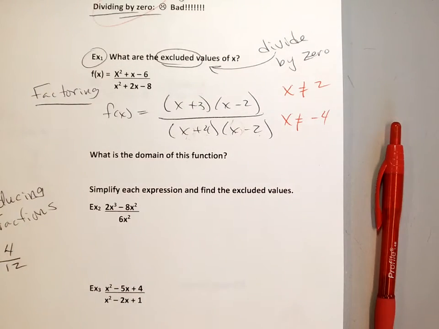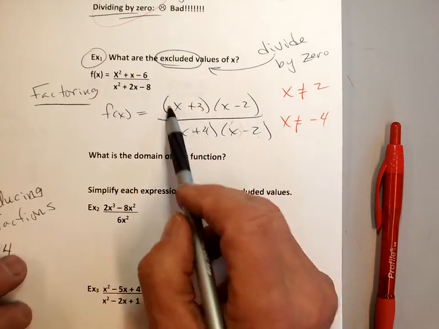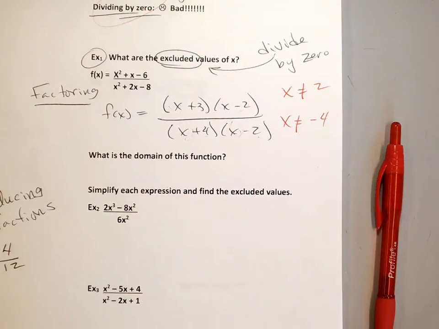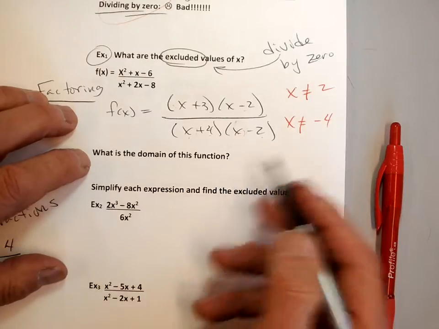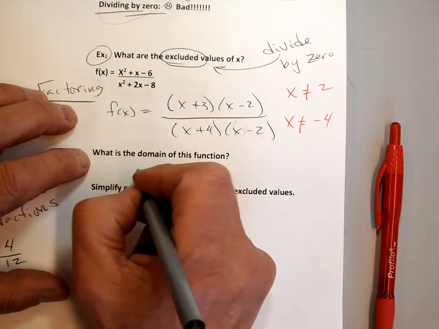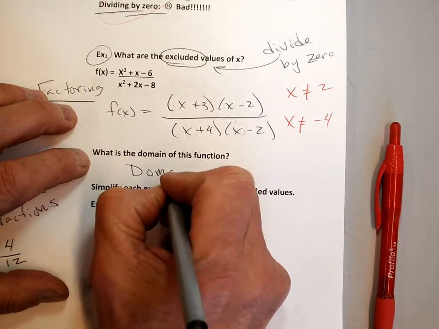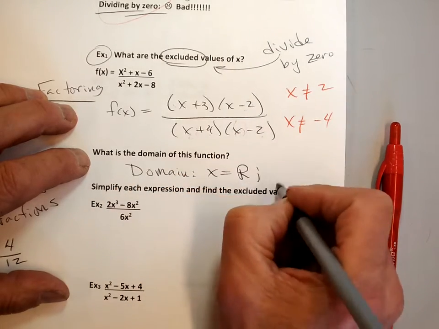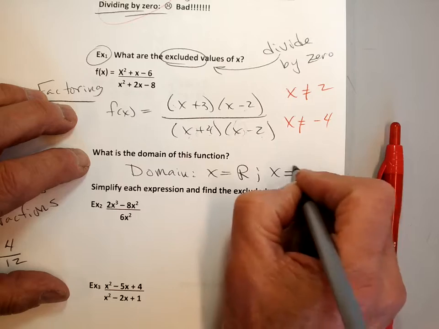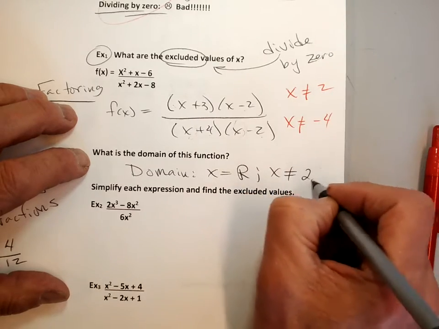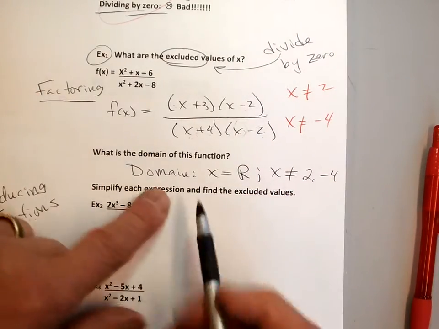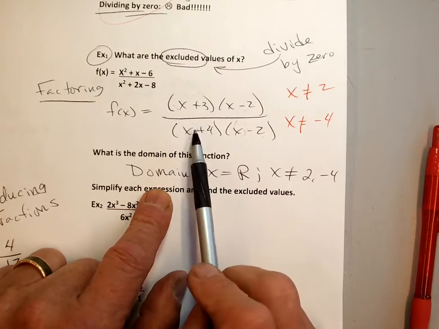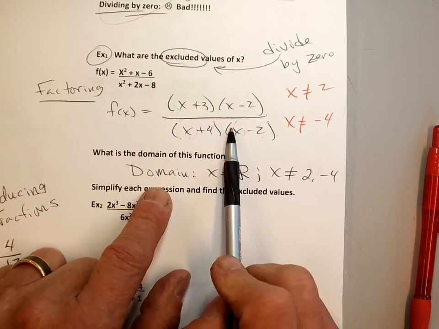So the domain then is everything else. Don't worry about the top because those are going to be zeros. We'll talk about those later, okay? But what's the domain? So the domain is everything. Domain is x equals all real numbers except x cannot equal 2 and negative 4. So x can be anything except for negative 4 and 2, okay?